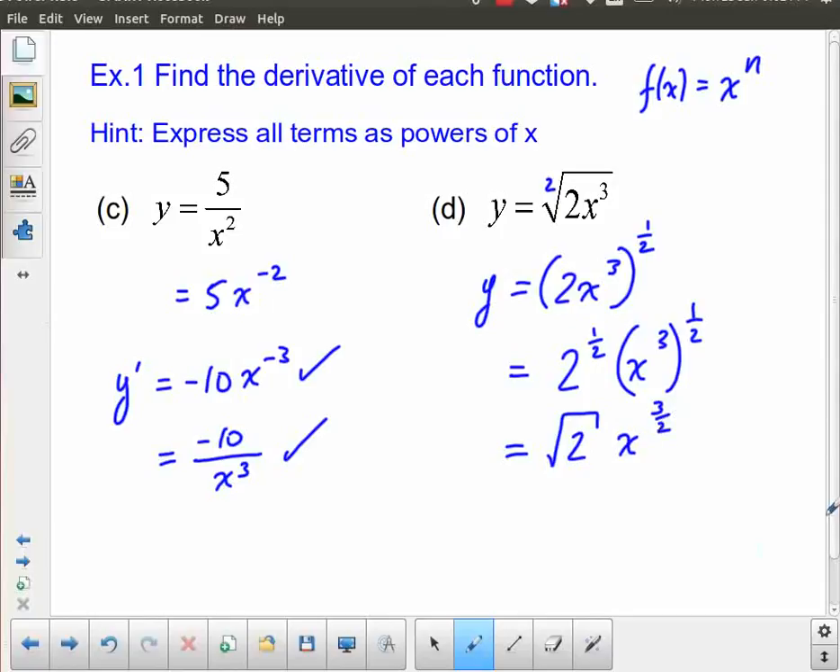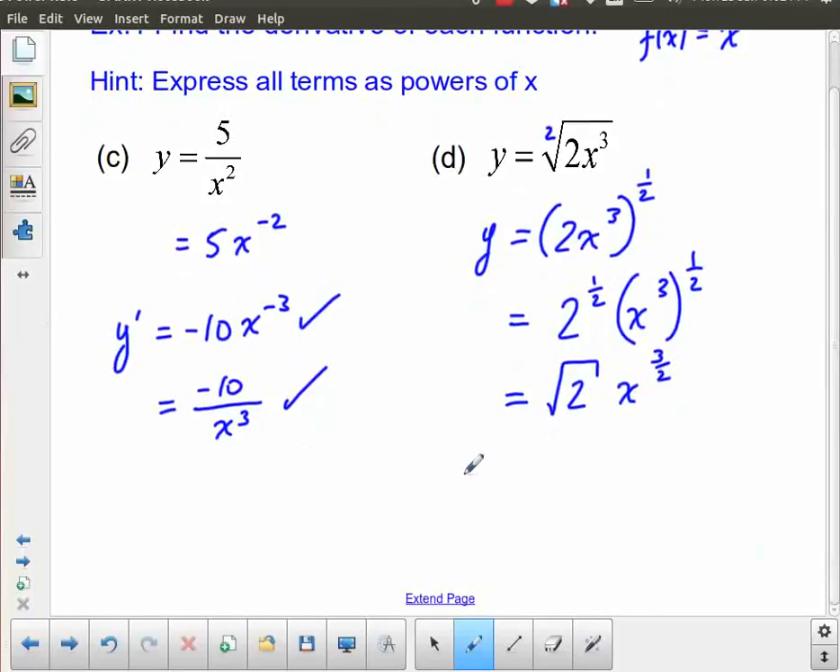And now I'm ready to take my derivative. So once again, I'll use that alternate notation. dy by dx is equal to, this number in front just stays the same, that's square root 2. And then I bring down this 3/2 x, and now I subtract 1. 3/2 minus 1 is actually 1/2.